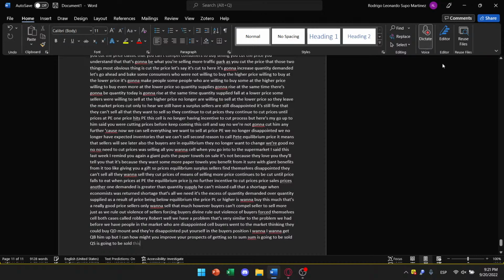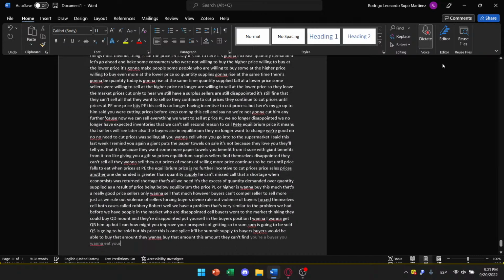At this price, this is quantity supplied, so there'll be some that's supplied to buyers. Buyers will be able to buy that amount, but they want to buy that amount. This amount is what buyers want to buy that they can't find. You're a buyer. You want to improve your prospects of being among the buyers who get that limited quantity that's available for sale. What do you do? You're a buyer. What do you do?